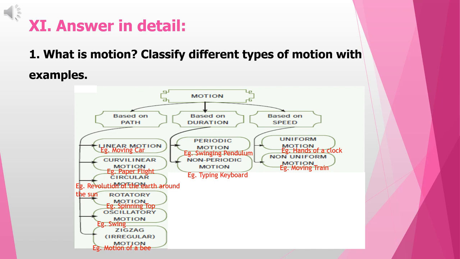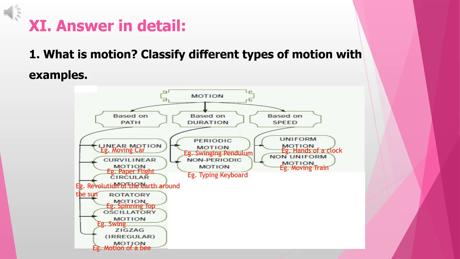Motion types is based on path, duration and speed. Based on path, there are 6 types. Linear motion, example moving car. Curvilinear motion, example paper flight. Circular motion, example revolution of the earth around the sun. Rotatory motion, example spinning top. Oscillatory motion, example movement of a swing. Zigzag motion, example motion of a bee.